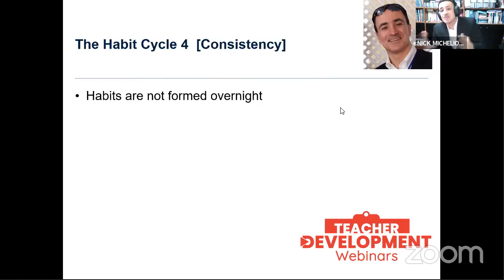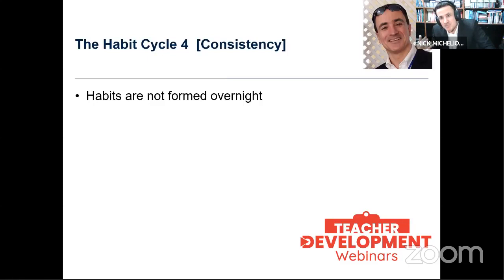And it depends on a number of factors. It depends on the age of the person, the personality, the circumstances, and the nature of the habit, clearly. So establishing a habit, the period ranges between 15 days and 250 days. But on average, it takes about 66 days.